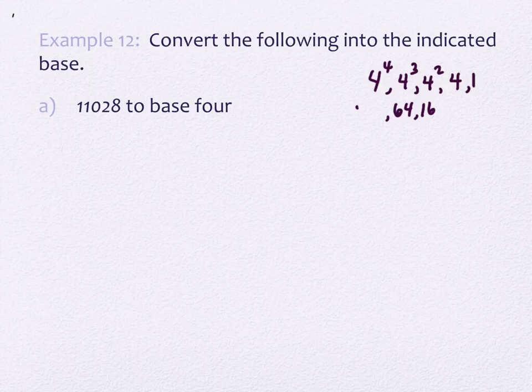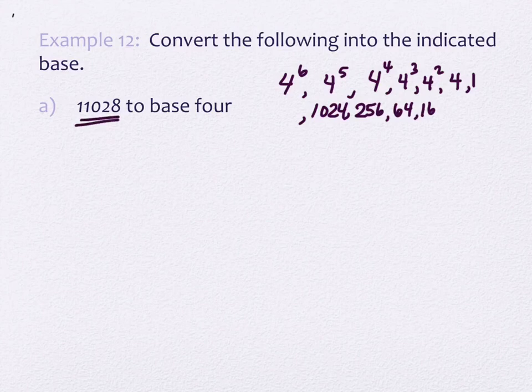256 is correct. 4 to the 5th is 1024. Okay, so I'm going to keep going, but does anybody know how far I'm going to have to go? How will I know when I'm done? Close to that number. Yeah, I need it to be close, or at least not to go more than this number. And I'm not there yet.